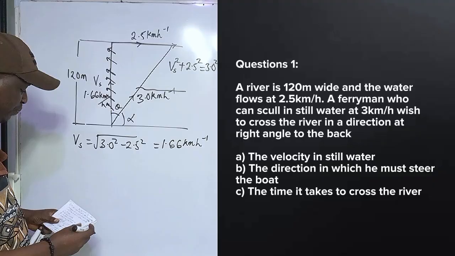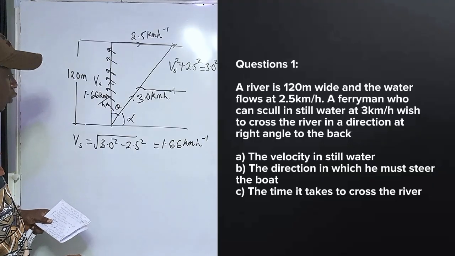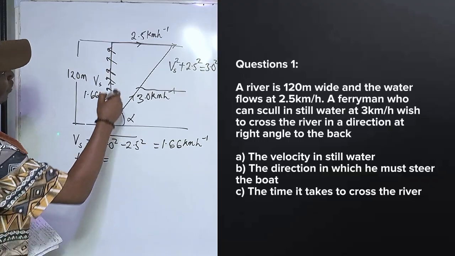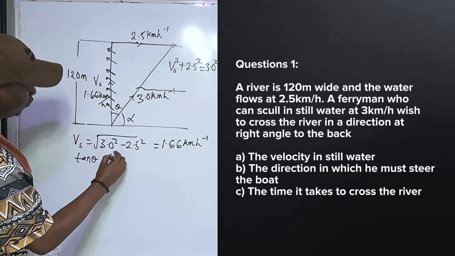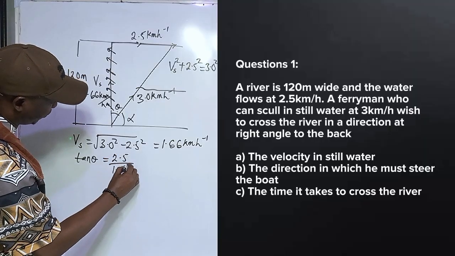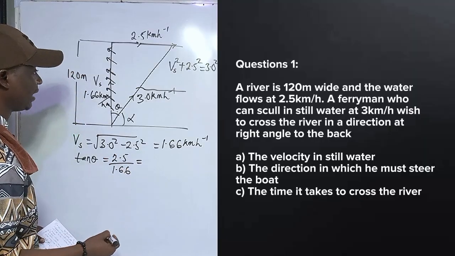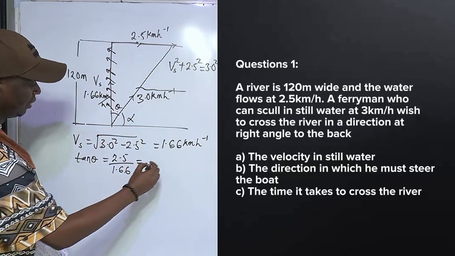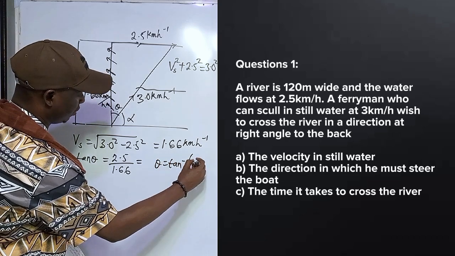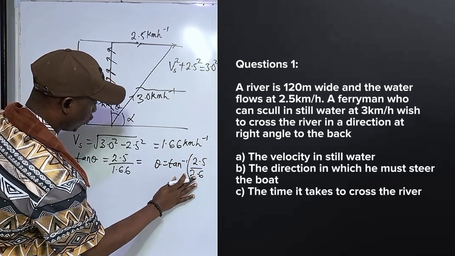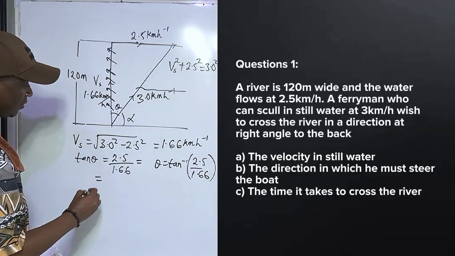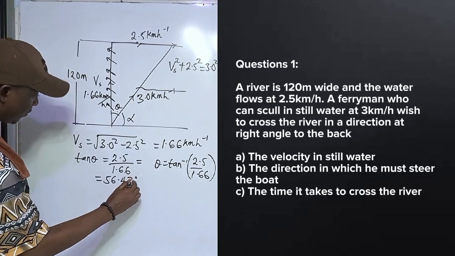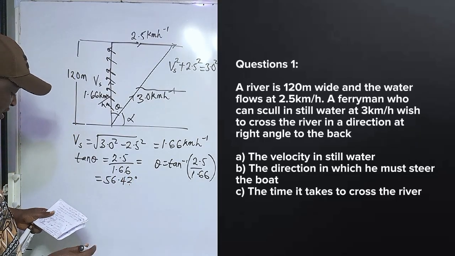Now they say, number two, B said the direction in which you must steer the boat. That is this direction, theta. And to get theta, tan theta can be solved by using opposite over adjacent here, is 2.5 by 1.66. You can also get it through sine equal to opposite over hypotenuse. So that means theta will now be inverse of 2.5 over 1.66. Just do it directly. 56.42. So that is the direction to steer the boat.